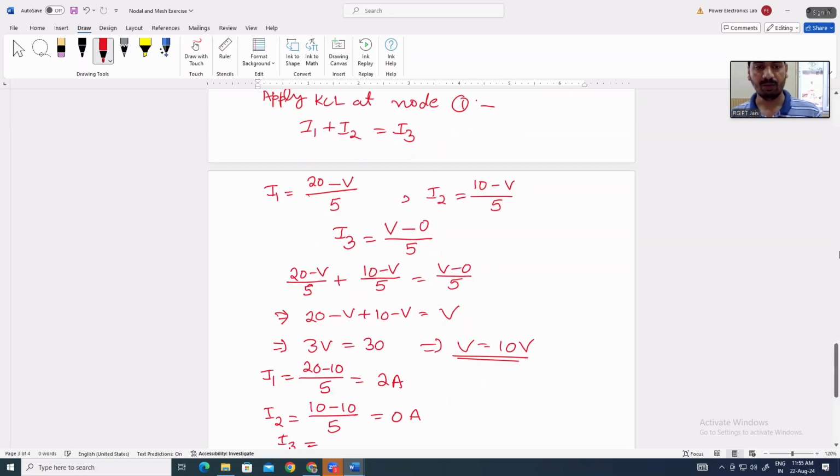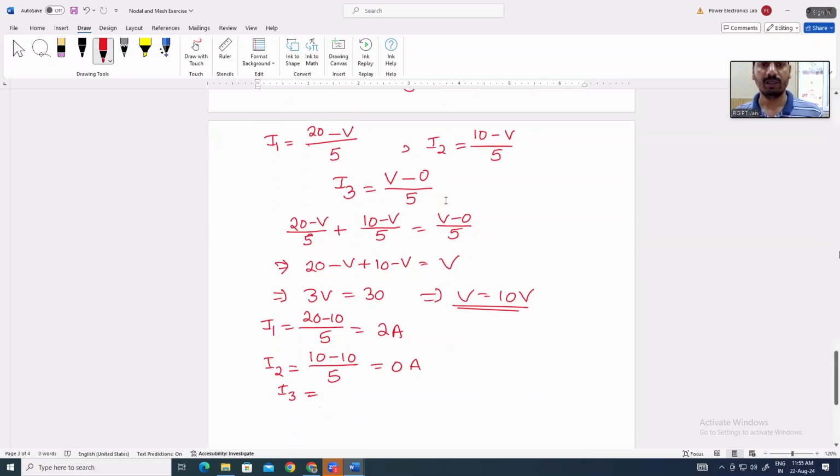I3 is equal to (V minus 0) by 5. So I3 is equal to (10 minus 0) by 5, 10 by 5 is equal to 2 ampere. So you can see that the value of I1 and I3 is 2 ampere. I2 is 0 ampere.